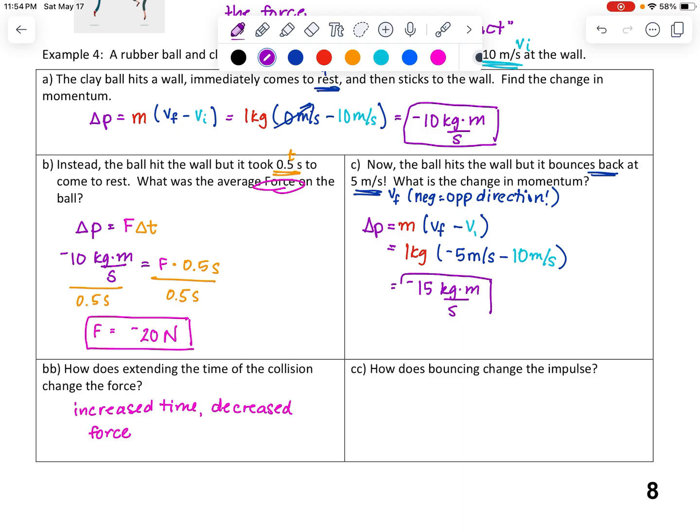Okay, and what I can see, notice the next thing is, how does bouncing change the impulse? If we look at this one here, I'm going to go ahead and highlight it in blue, right? Negative 15 compared to negative 10, right? A bounce increases the change in momentum.